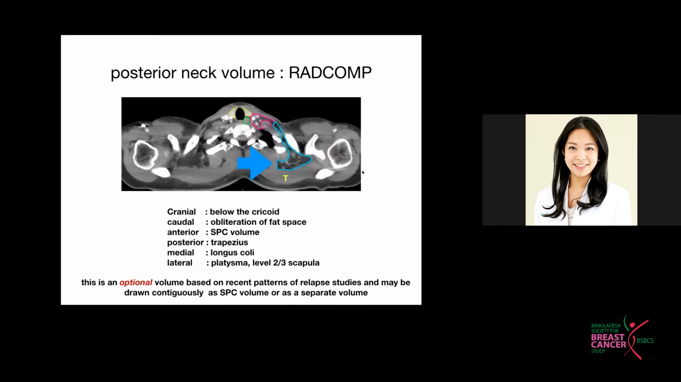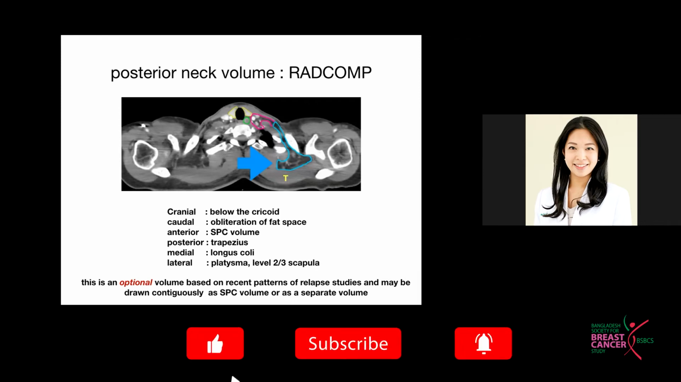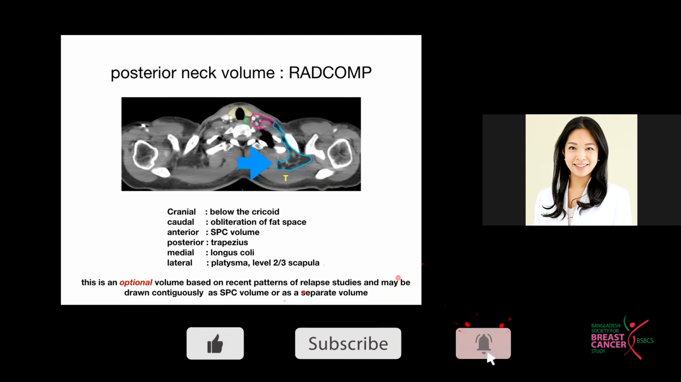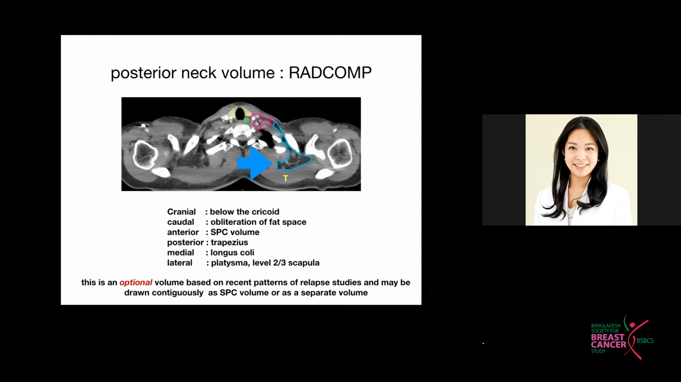Also, there is a volume called the posterior neck volume, which is an optional one, and it's related to the recurrence pattern in previous studies that showed some lymph node recurrence in this area. So the posterior neck volume is basically connected to the supraclav volume and extends posteriorly to the trapezius muscles.